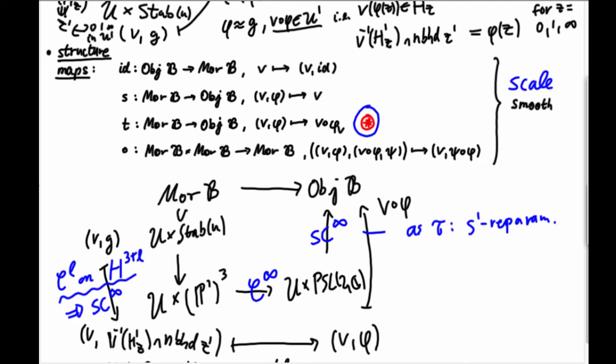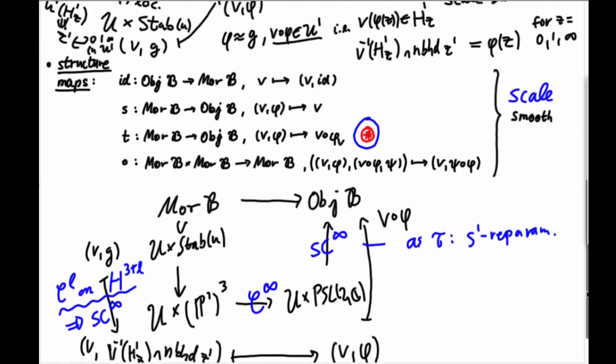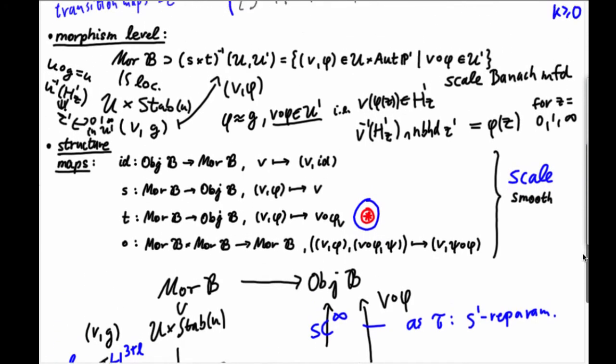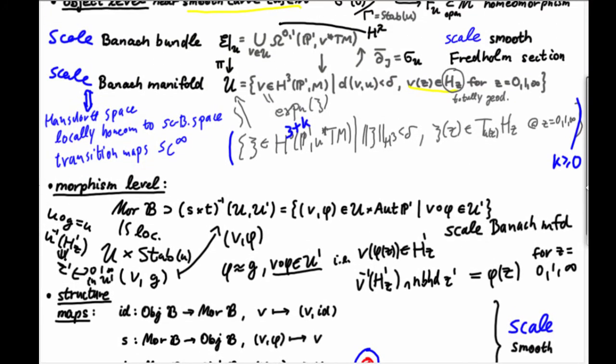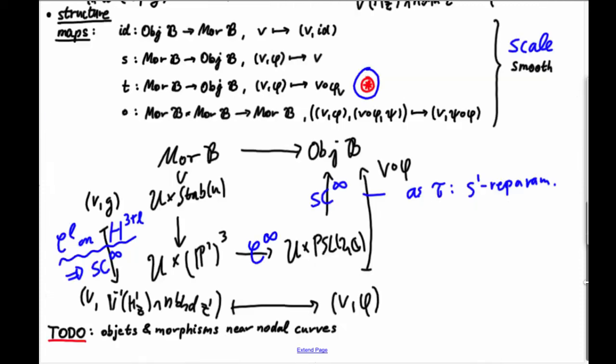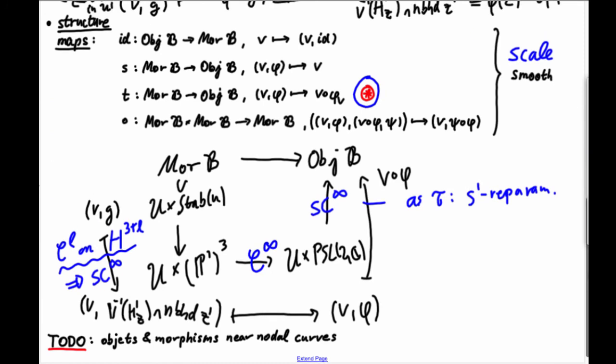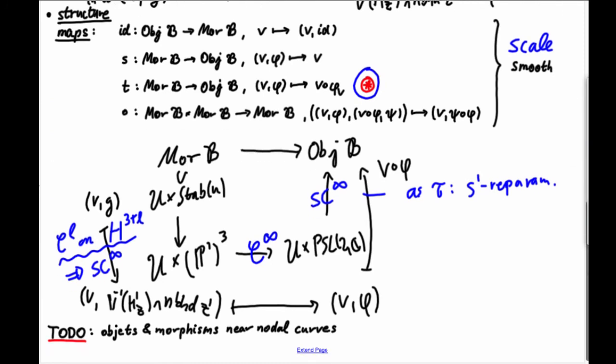So that's the semi-rigorous proof now that we actually have scale smooth transition maps between scale Fredholm sections. Well, it's a scale smooth section; I haven't told you really what Fredholm means yet. And of course, the other thing that I totally haven't done yet is any of this theory once you get to nodal curves. But that's for next week.